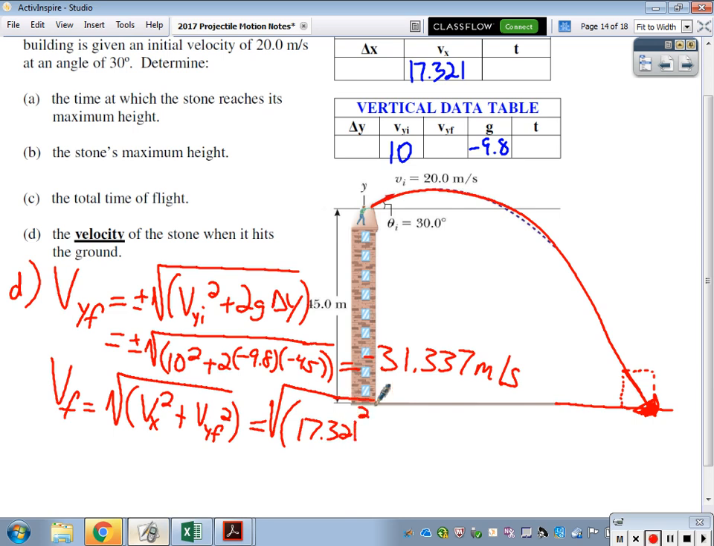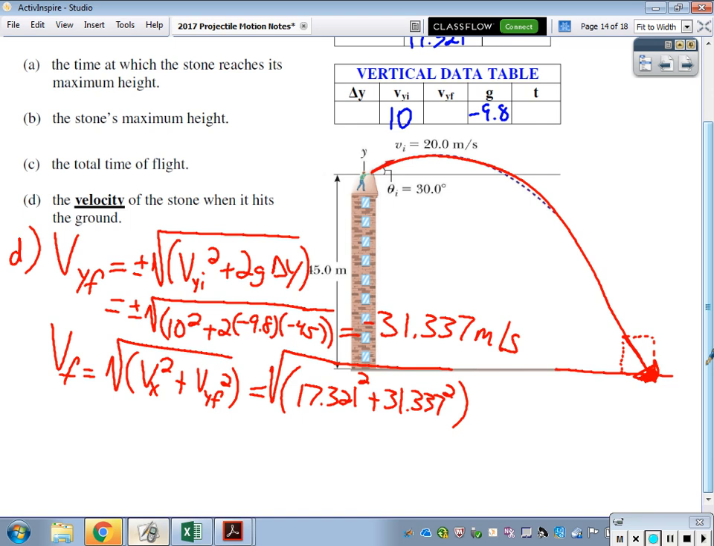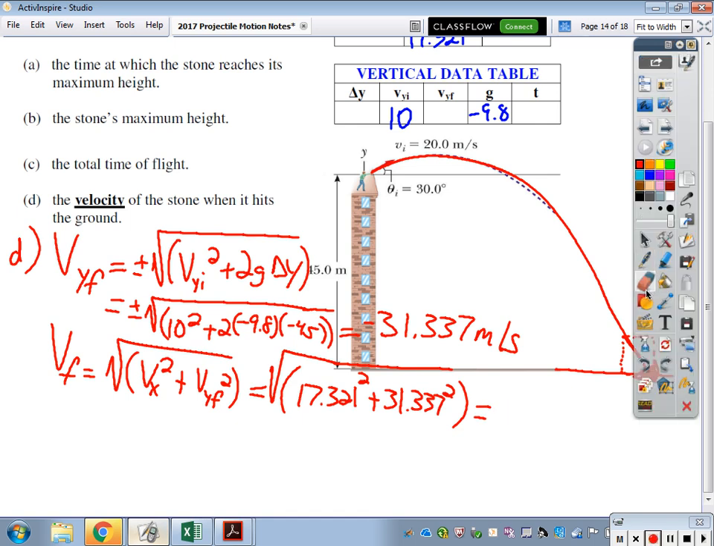So now that we have that information, the square root of, what do we have as that component? 17.321 squared plus 31.337 squared. And please put it in as 31.337 squared. I know it is negative, but when we square it, we'll take care of that. While you're doing that, I'm going to do a little corrective work over here.